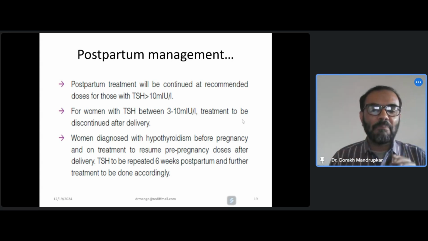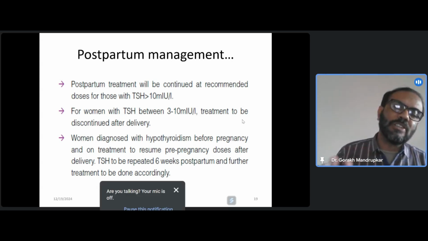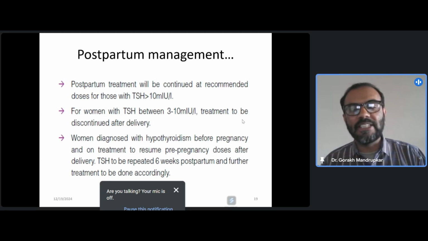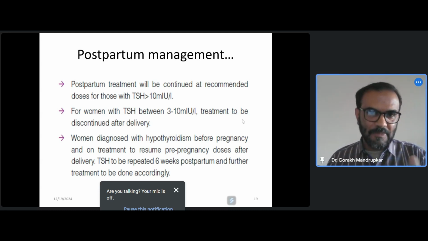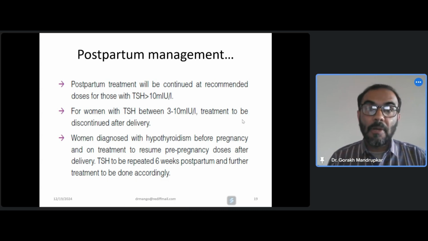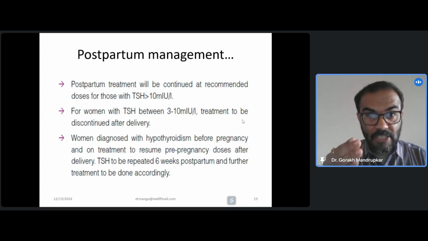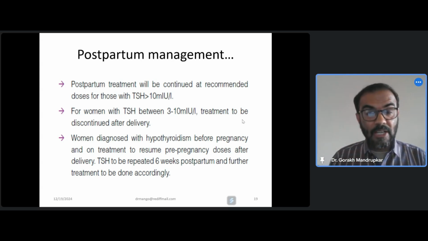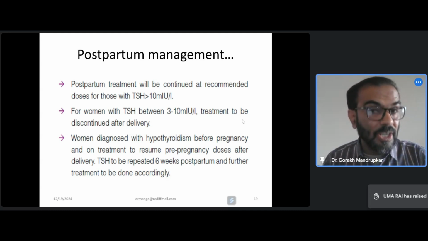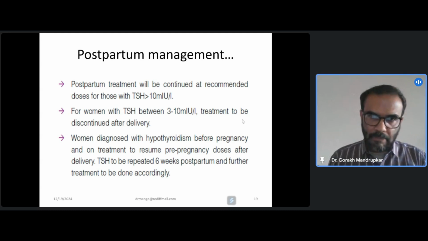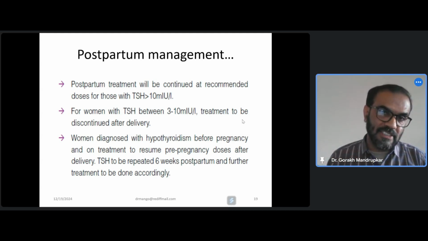Number 1, the patient was subclinical hypothyroid. She was on a dose of 25 mcg. Discontinue the treatment just after the delivery. Second, the patient was on L-thyroxine, but she was diagnosed with TSH more than 10, that means overt hypothyroid. For all overt hypothyroid patients, continue the same dose of L-thyroxine.